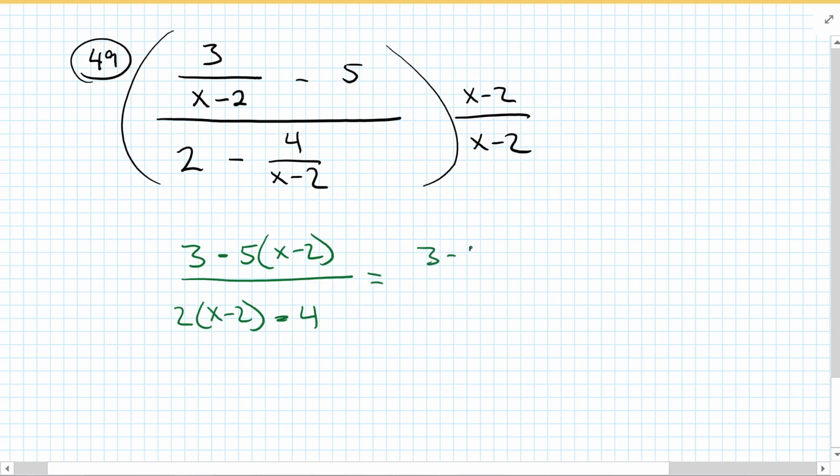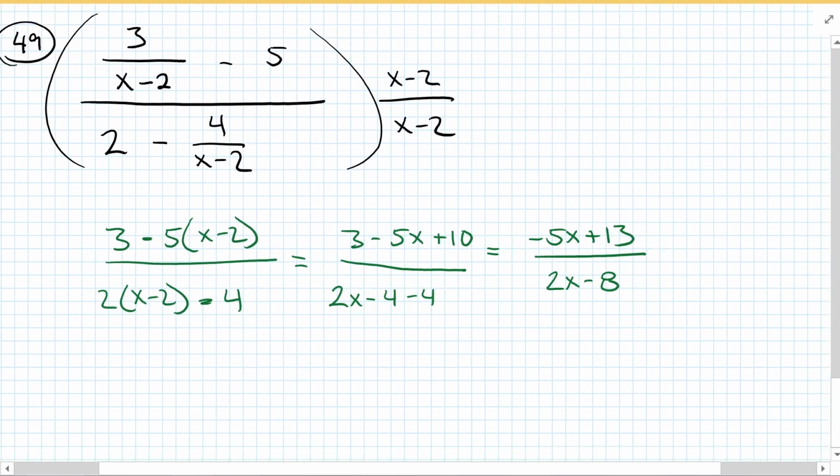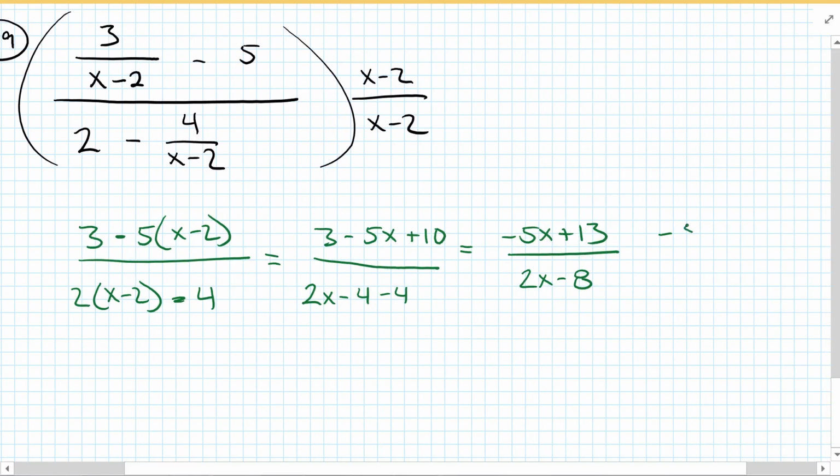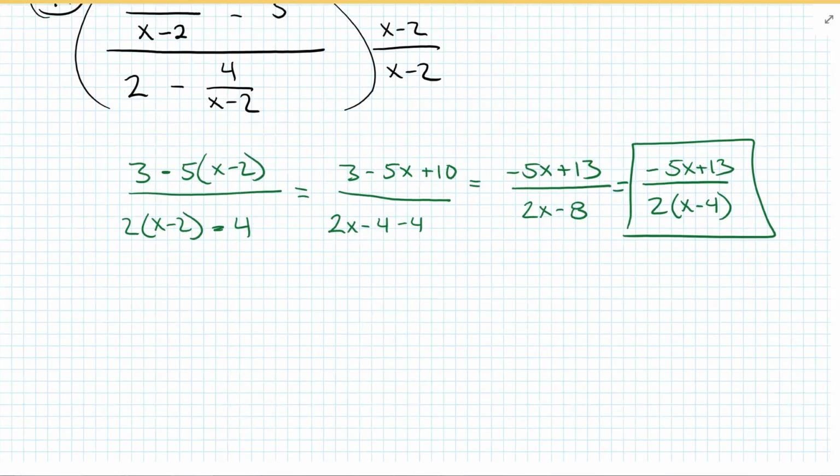So it's going to be 3 minus 5x plus 10, which is going to be negative 5x plus 13. The bottom is going to be 2x minus 4 minus 4. So that's going to be 2x minus 8. If you want to factor out the 2 on the bottom, you can. So it's going to be negative 5x plus 13 over 2 times x minus 4. Nothing cancels. All right, last one on this section.